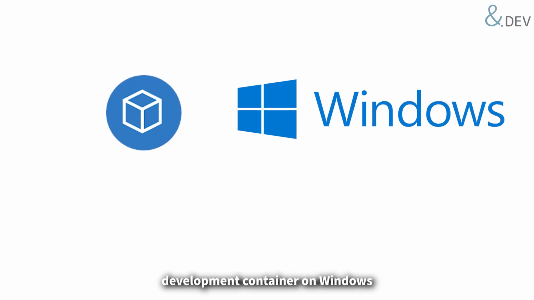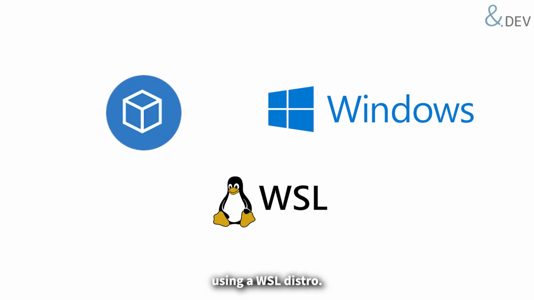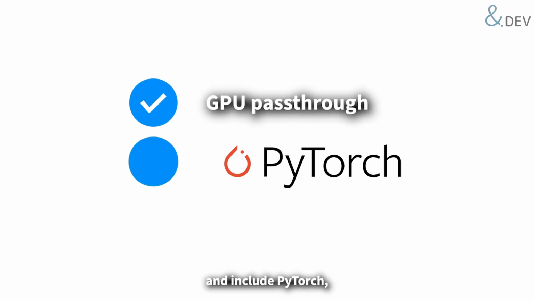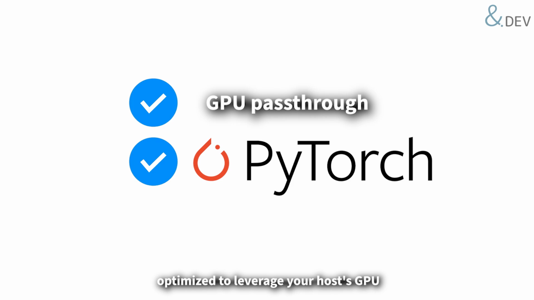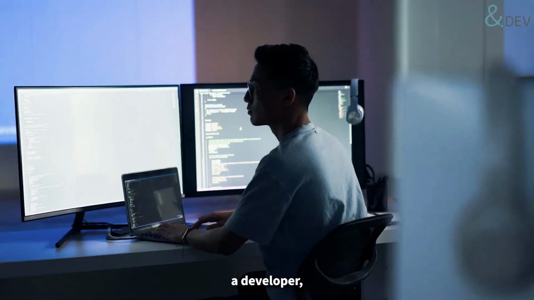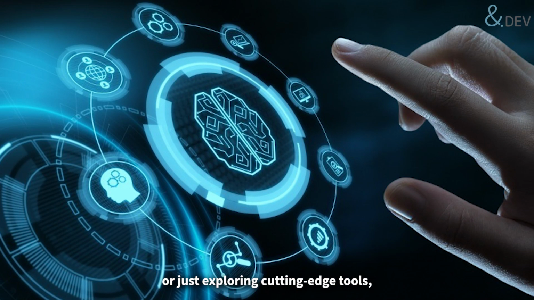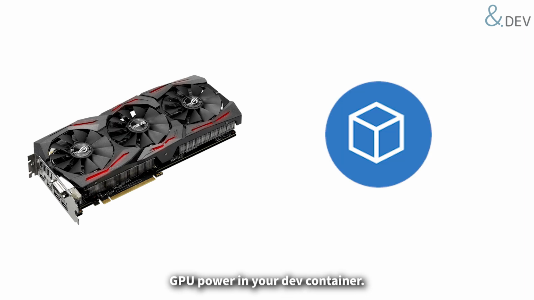Welcome to this video. Today, we are going to create a development container on Windows using a WSL distro. This container will have GPU pass-through enabled and include PyTorch optimized to leverage your host GPU for accelerated computations. Whether you are a data scientist, a developer, or just exploring cutting-edge tools, this guide will help you harness GPU power in your dev container.